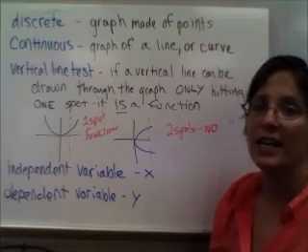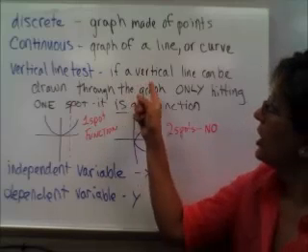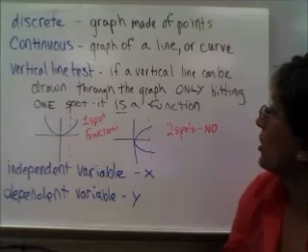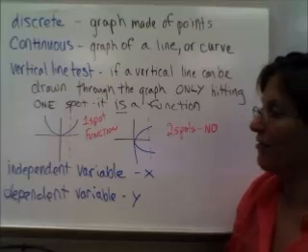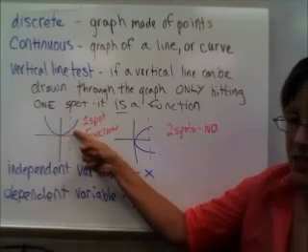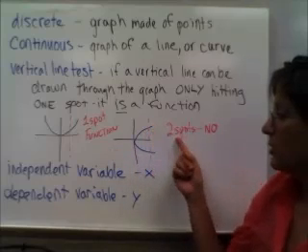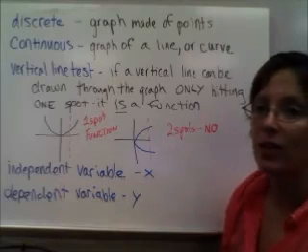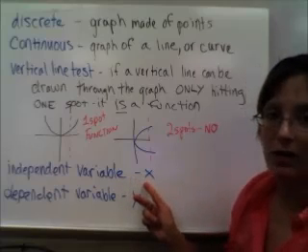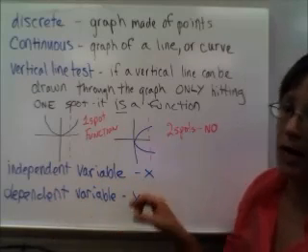The vertical line test is how you tell if a graph is a function. If a vertical line can be drawn through the graph, only hitting one spot, it is a function. So here's where it hits only one spot. This is a function. This one hits two spots. It's not a function. Independent variable is another way to refer to x. Dependent variable is another way to refer to y.